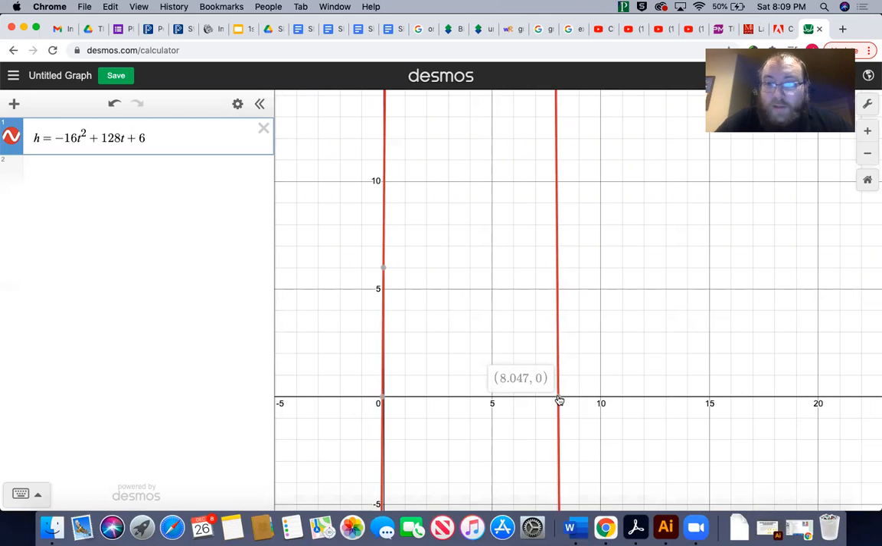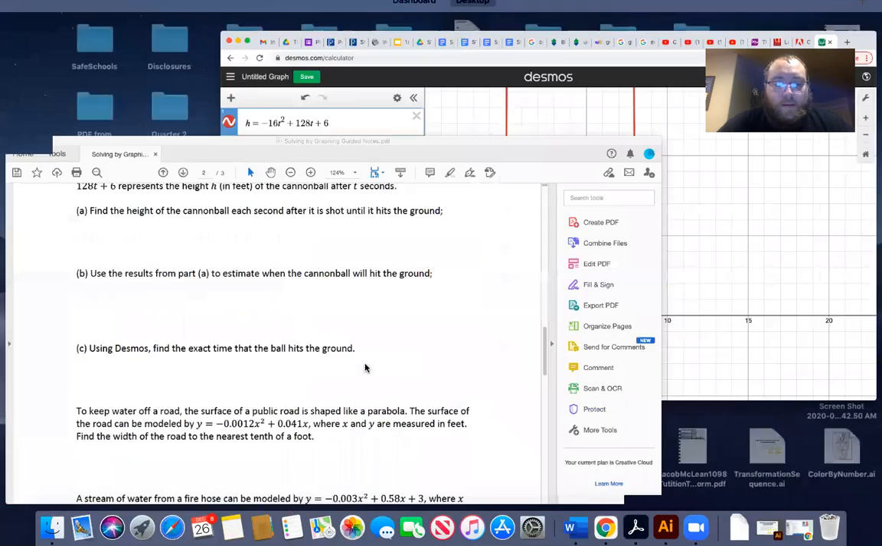But if you had a stopwatch or a slow motion camera, you could figure out that it would hit the ground at 8.047 seconds. So just a little tiny bit more than 8. All right, let's go to the next one.